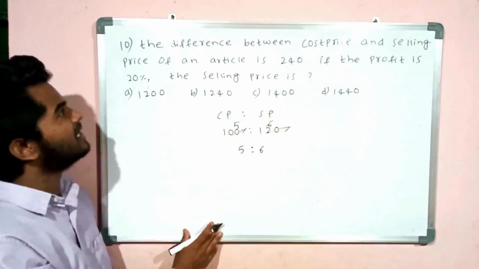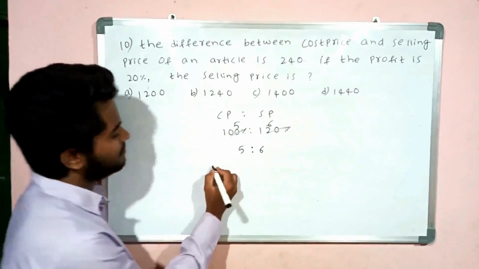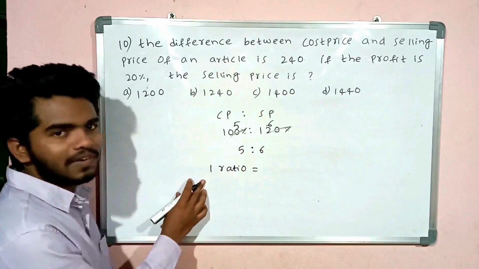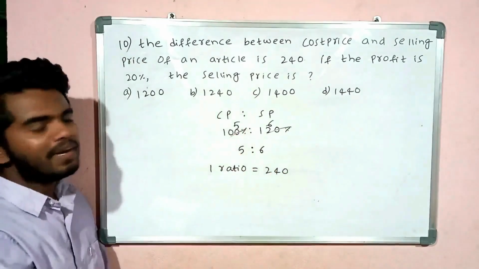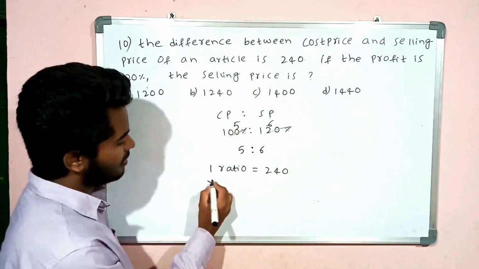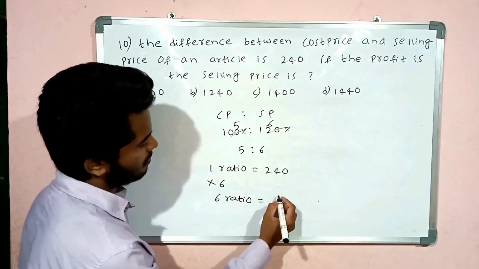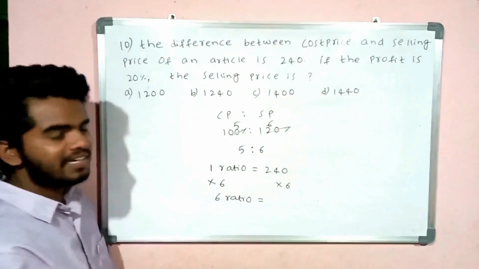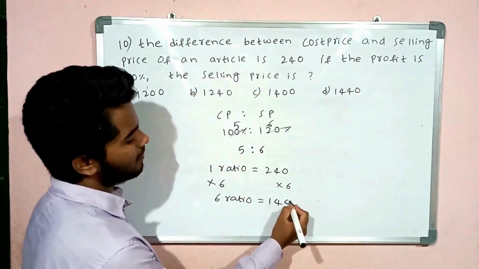The difference between cost price and selling price is 240. So the difference is 1 ratio, 6 minus 5 is 1. So 1 ratio equals 240. To find the selling price, the selling price is 6 ratio, so 240 into 6 equals 1440.